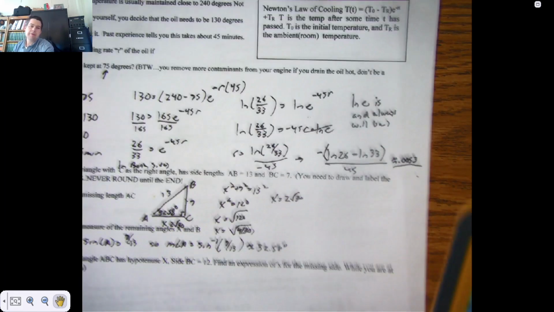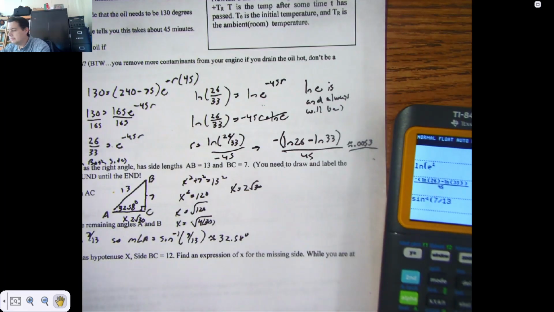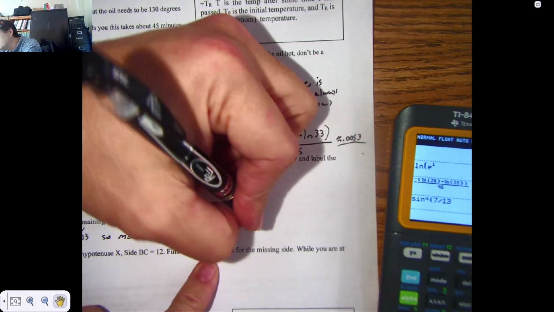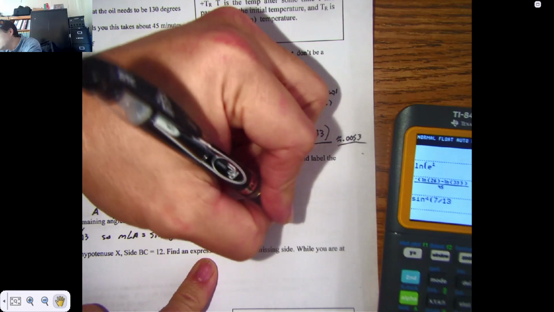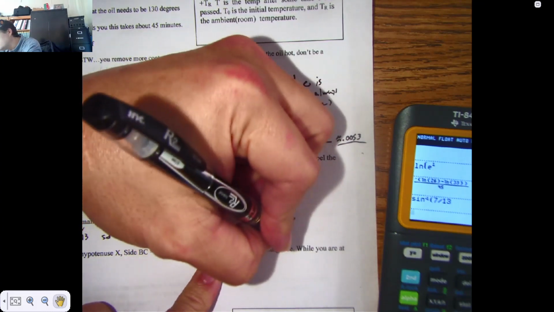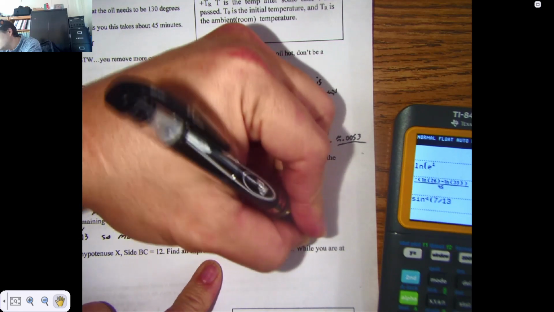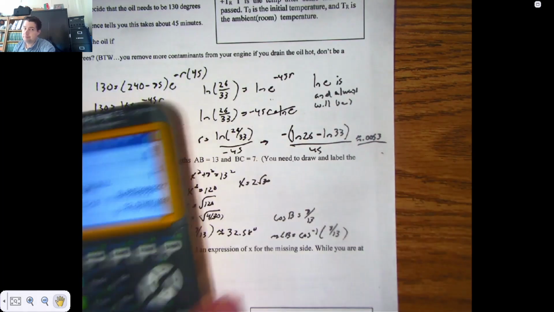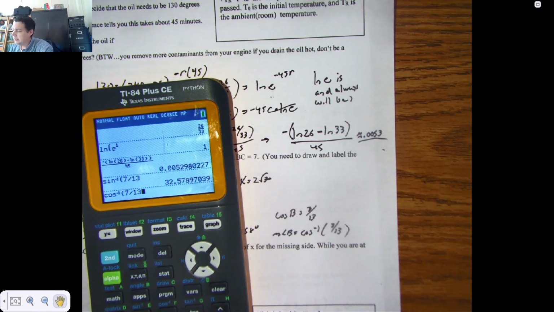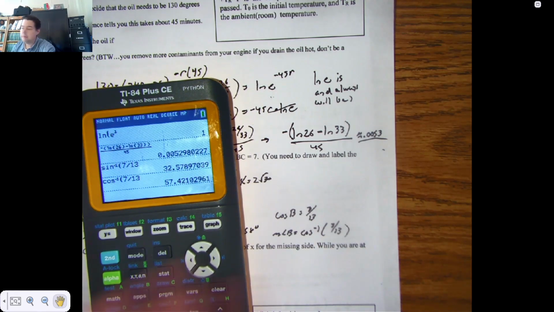I'm going to use trig for the angle B too. On angle B, I'm actually going to do cosine, adjacent over hypotenuse. Cosine of B would be 7/13. So the measure of angle B is the arc cosine of 7/13. So second cosine, 7/13. No surprise, it's 57.42 degrees.